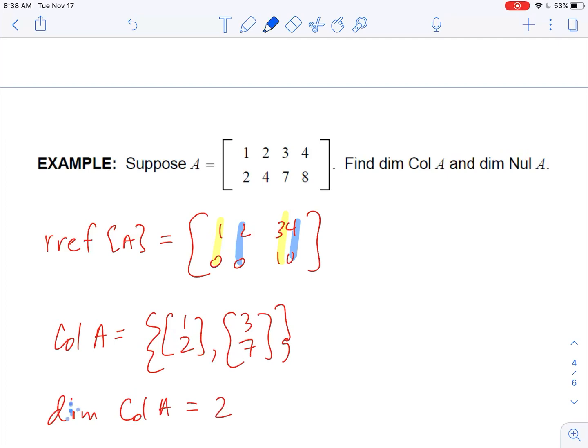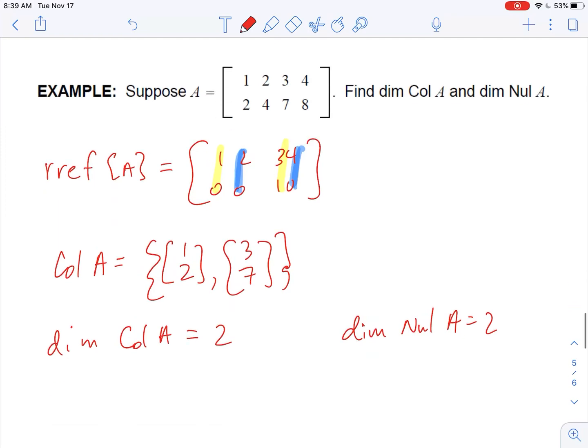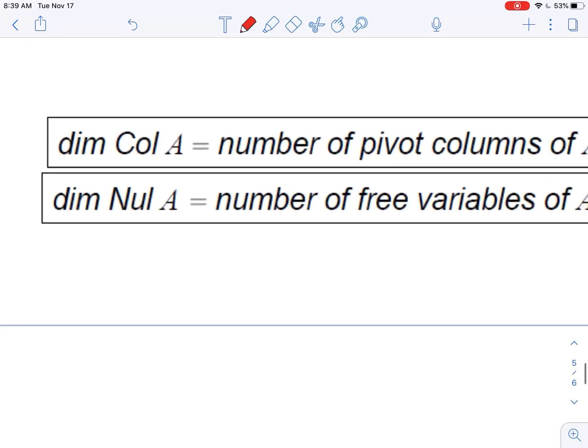But the fact that we have 2 free variables means that the dimension of our null space is also 2. So what we're looking at here is that we can clearly find the dimension of our column space and the dimension of our null space by examining the reduced row echelon form and looking at the number of free variables versus the number of pivot positions.